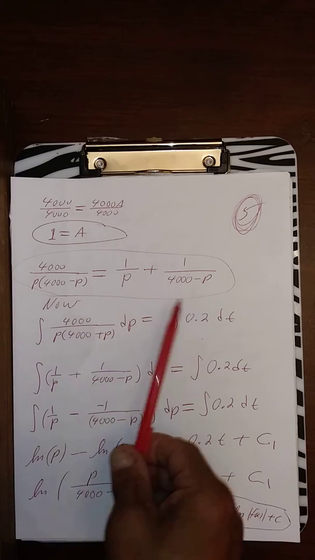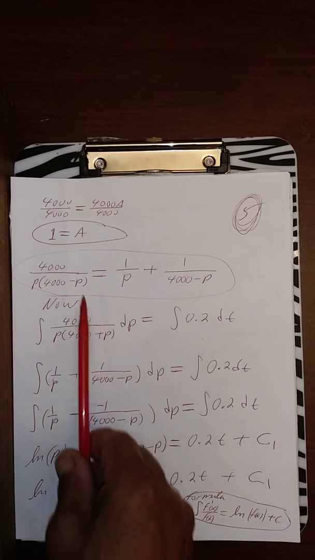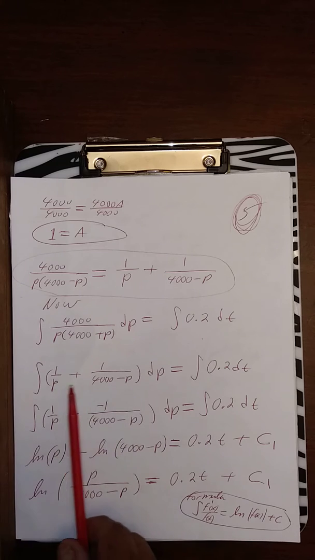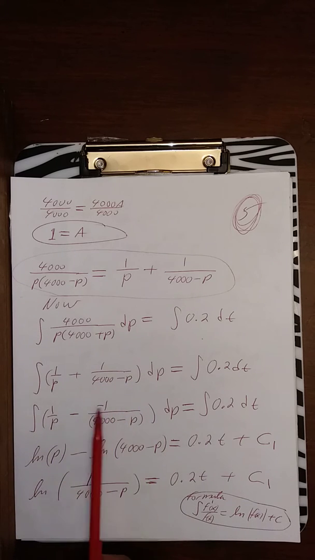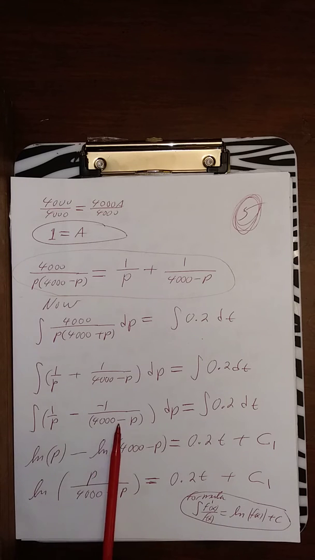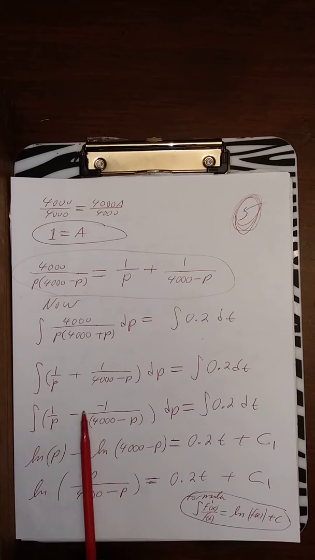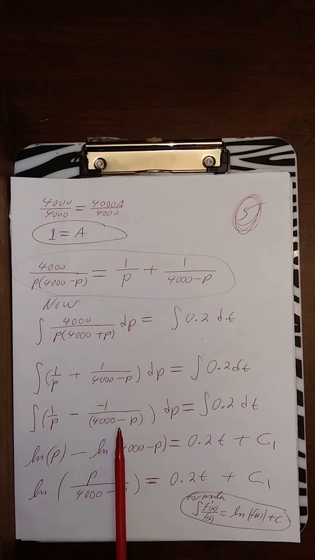Now, let's substitute. This is the original problem. So instead of this, we're going to write it this way. Now, the derivative of the bottom part, 4,000 − P, is negative 1. So I'll put negative 1 there, negative 1, same thing. Okay. And now we can use this formula here: f prime over f integrates to ln of f(x). This is f prime over f, yes. So ln of this minus ln of that. Integrating the right side is just going to be 0.2t plus C1.